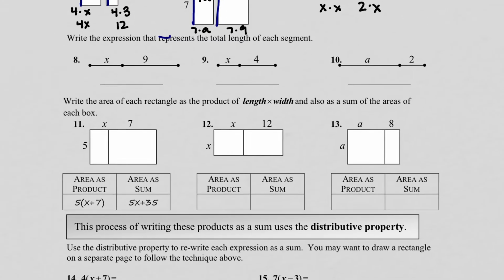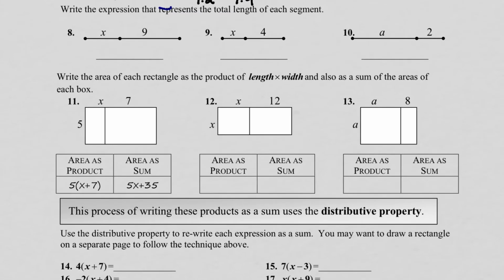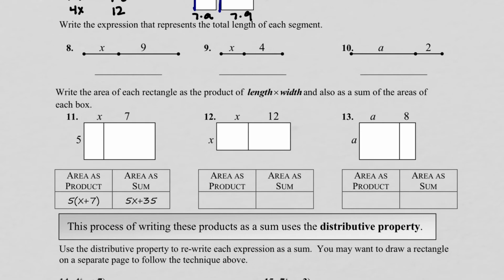So let's kind of move on here. Now we're going to look at writing the expression that represents the total length of each segment. So what is that? We've got a clue here. This is total length, total length. So what are we implying? When we total something up, we add it up, right? So let's look at this here. I've got this piece that's an x, and then I've got this piece that's 9, but I want to know what all of it is together. So I know I'm going to have to add x plus 9.